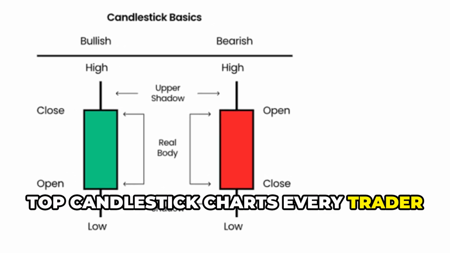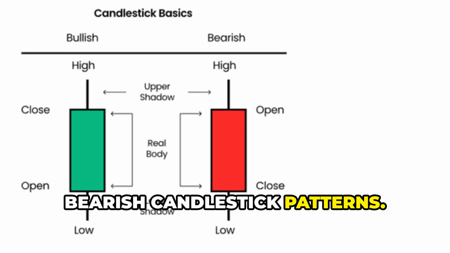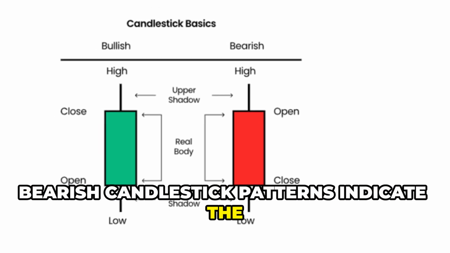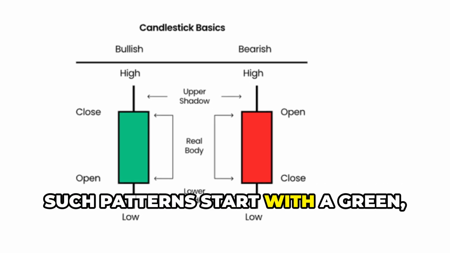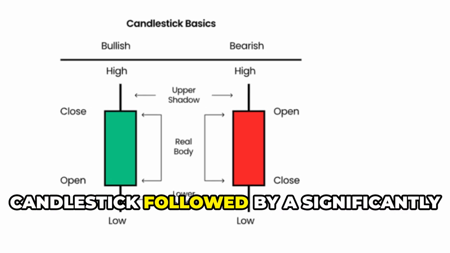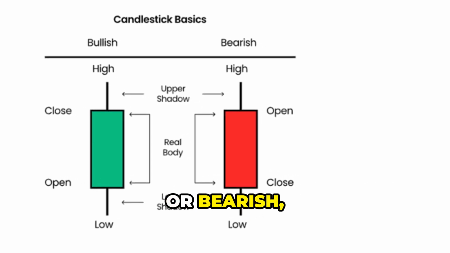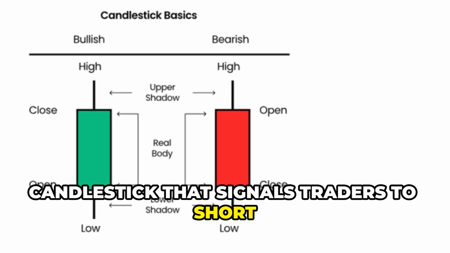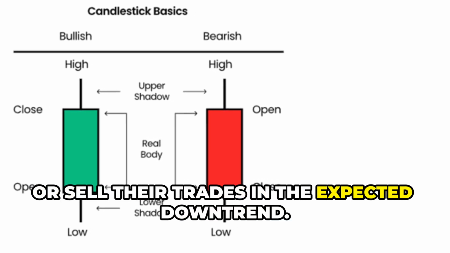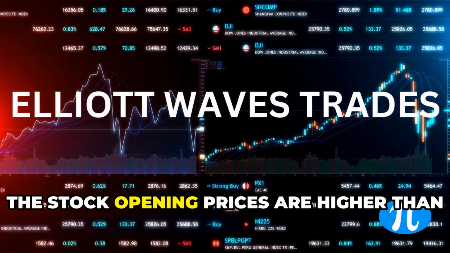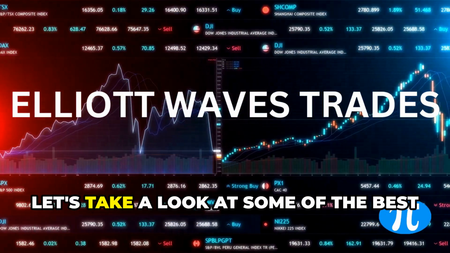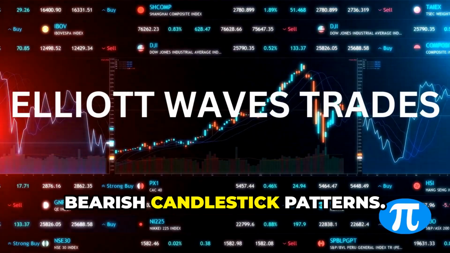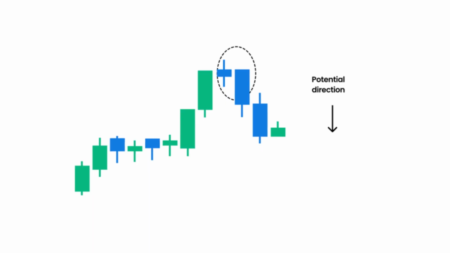Top candlestick charts every trader should know. Bearish candlestick patterns. Bearish candlestick patterns indicate the upcoming downtrend reversal in a market. Such patterns start with a green or bullish candlestick followed by a significantly big red or bearish candlestick that signals traders to short or sell their trades in the expected downtrend. The stock opening prices are higher than their closing prices in a bearish pattern. Let's take a look at some of the best bearish candlestick patterns.